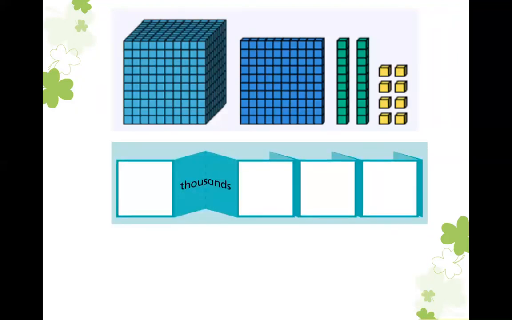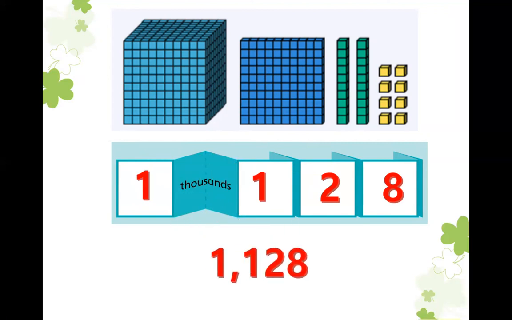All right, and our expander. So there are how many ones? There are 8 ones, 2 tens, 1 hundred, and 1 thousand. How are we going to read that number? Good job. It is 1,128. Again, 1,128.